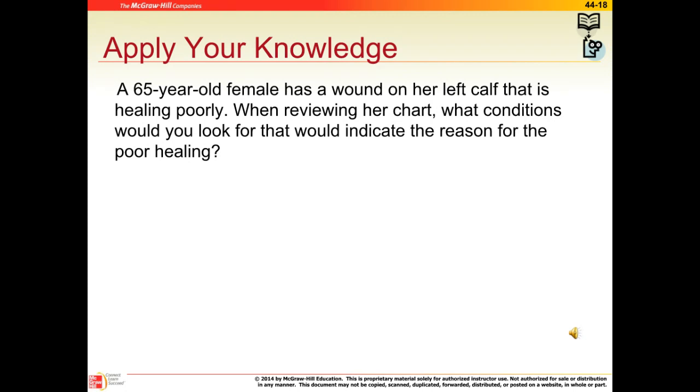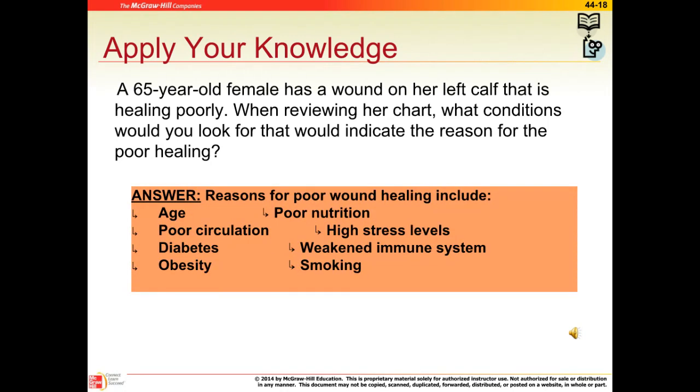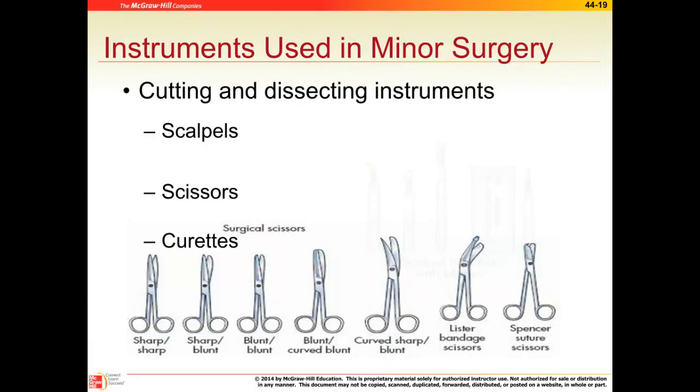So let's see what you know. A 65-year-old female has a wound on her left calf that is healing poorly. When reviewing her chart, what condition would you look for that would indicate a reason for poor healing? Well, I can think of a couple. Besides her age, we would want to look at her nutritional status. We would want to see if she has congestive heart failure, diabetes, any of those kind of things. Obesity, if she's a smoker. So those are common things that we would see.